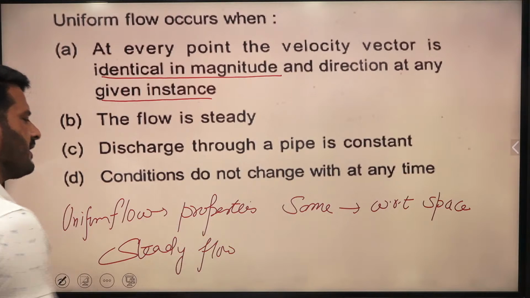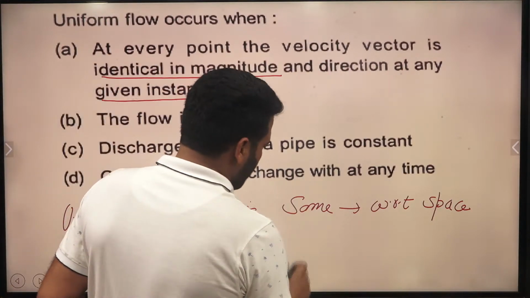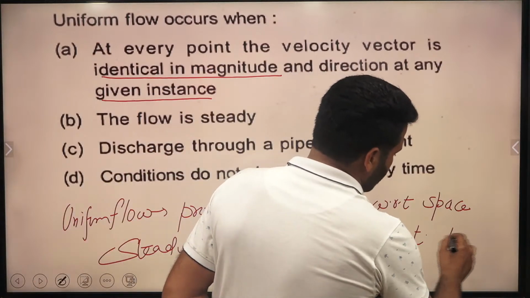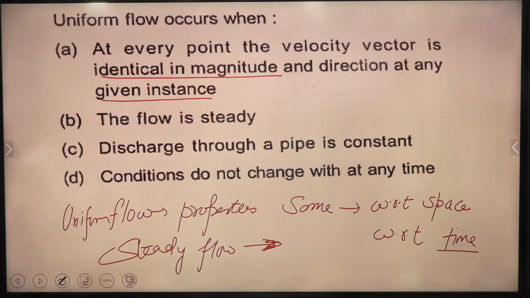Uniform flow, the properties remain the same. For steady flow, the properties remain the same with respect to time, that is, invariable with respect to time. So have a look at this one. The flow is steady, no. He is asking about the uniform. How will option B be the answer?